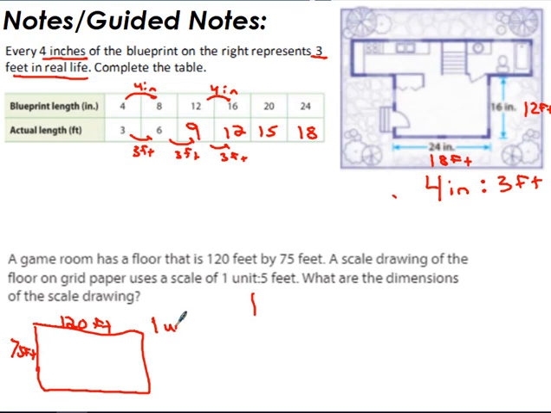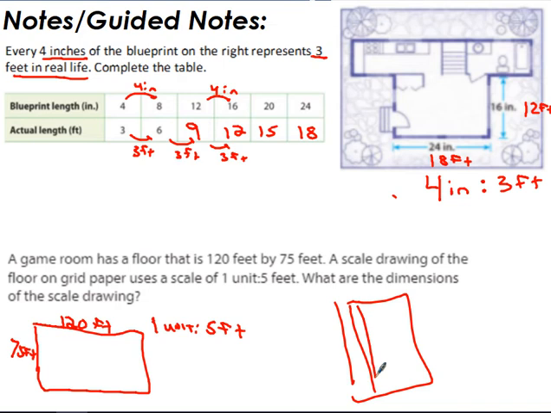Now we're saying 1 unit because on grid paper those are little boxes. If you're thinking about graph paper or grid paper, it's set up like this. So they're just saying that 1 unit represents 5 feet. They're just calling it a unit because we don't know the exact measurement of that little box on the grid paper. Okay, what are the dimensions of the scale drawing?